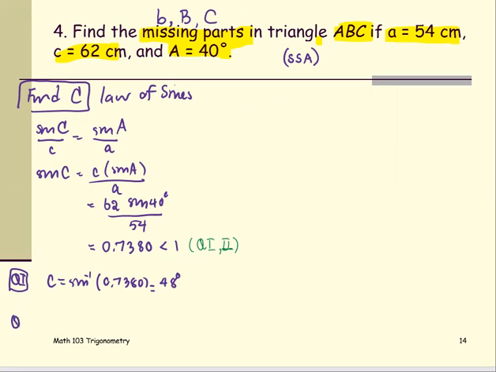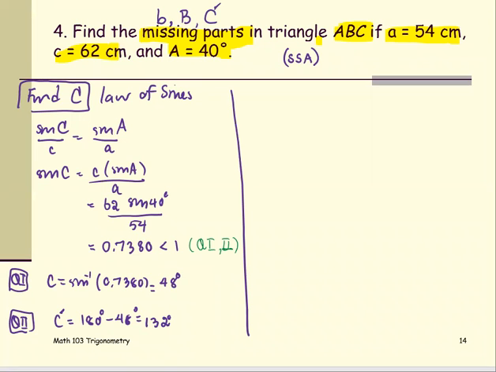And then for the second quadrant, we just use the C that we just found, 48 degrees, as a reference angle. So this second possible angle C would be 180 degrees minus the reference angle of 48 degrees, and it comes out to be 132 degrees. I'm going to put the notation prime as the second solution. So far we have angle C.